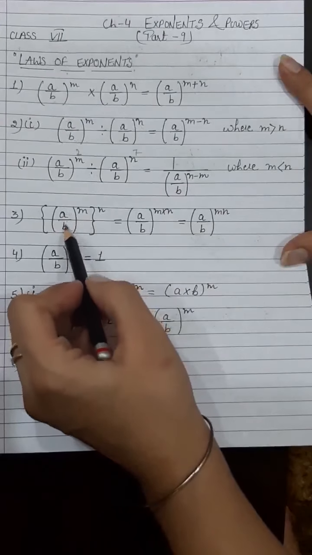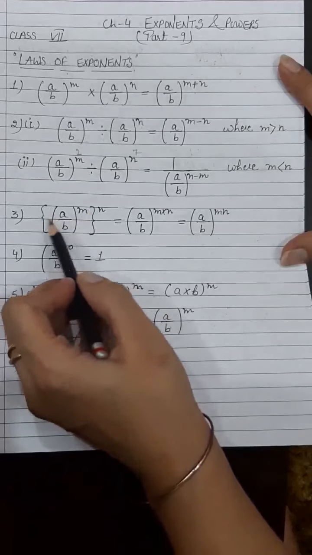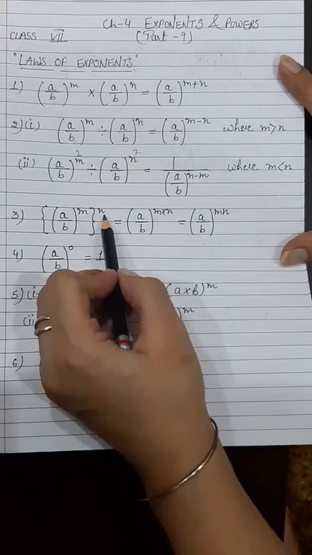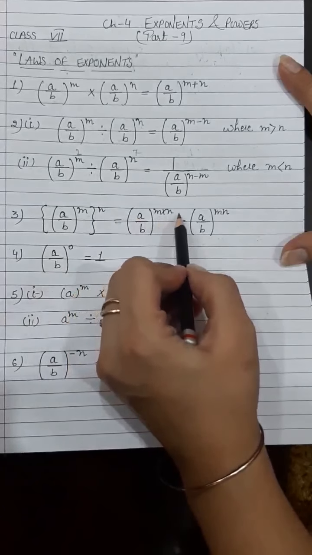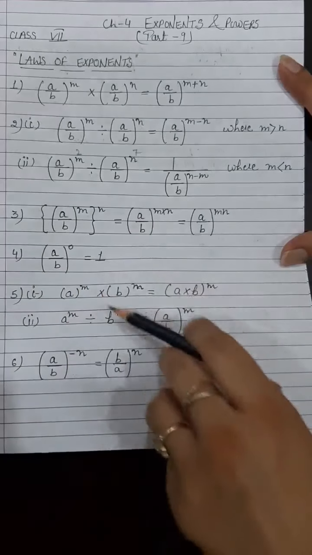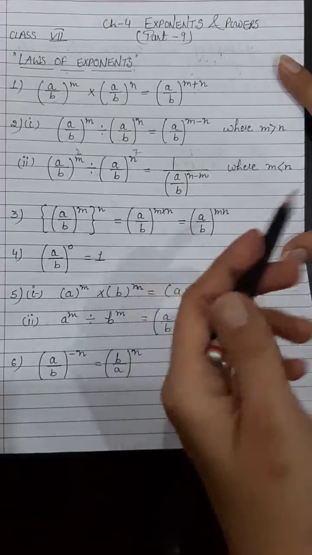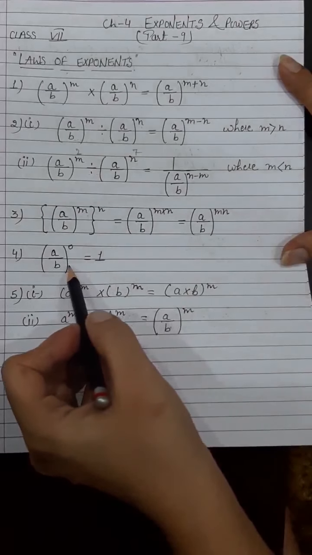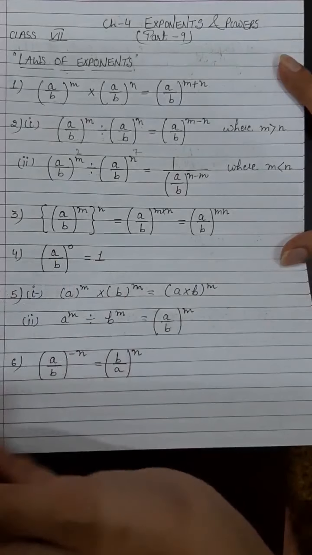When for the rational number the power is m and the whole power is n, in that case you have to multiply the powers. Clear? So what you will write, a upon b to the power m into n. If any rational number's power is 0, in that case the answer is always 1, right? 4 upon 3 to the power 0, 1. 16 to the power 0, 1. Any rational number to the power 0 is always 1.